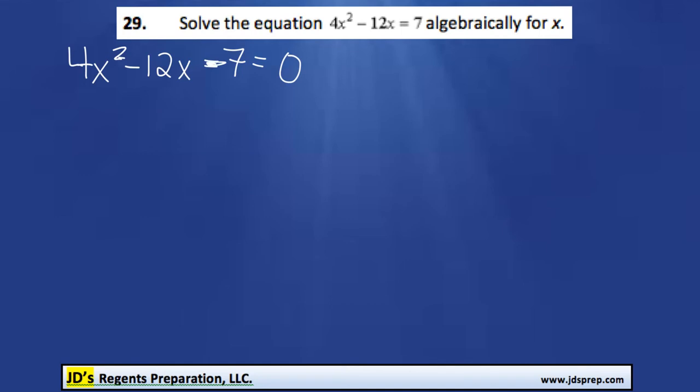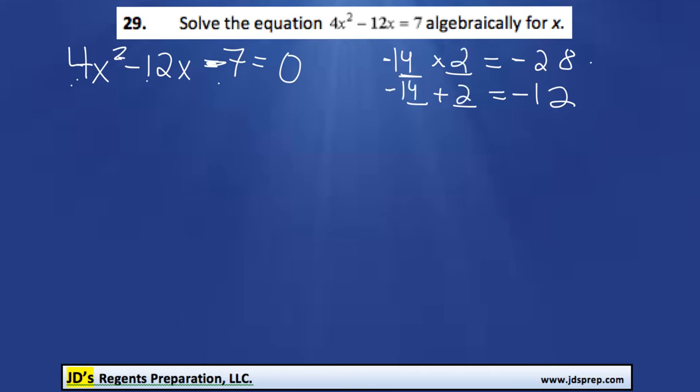Now, because our x squared term has a coefficient of 4, we're going to look for two numbers that multiply together to give us the value of a times c, which is 4 times negative 7. That's negative 28. And we also want the same two numbers when added together to equal our b term, which is negative 12. To get negative 28, we could multiply 7 and 4, but we can't get 12 from that. But 14 and 2 could work, as long as we have negative 14 and positive 2.